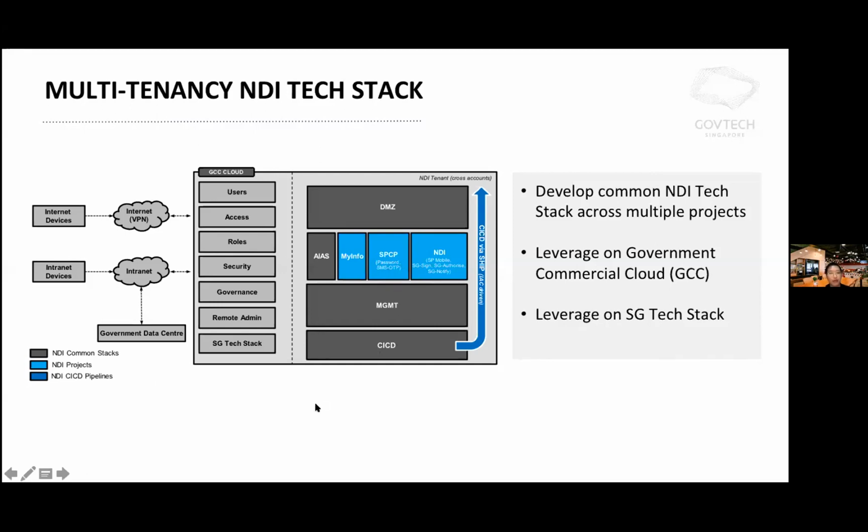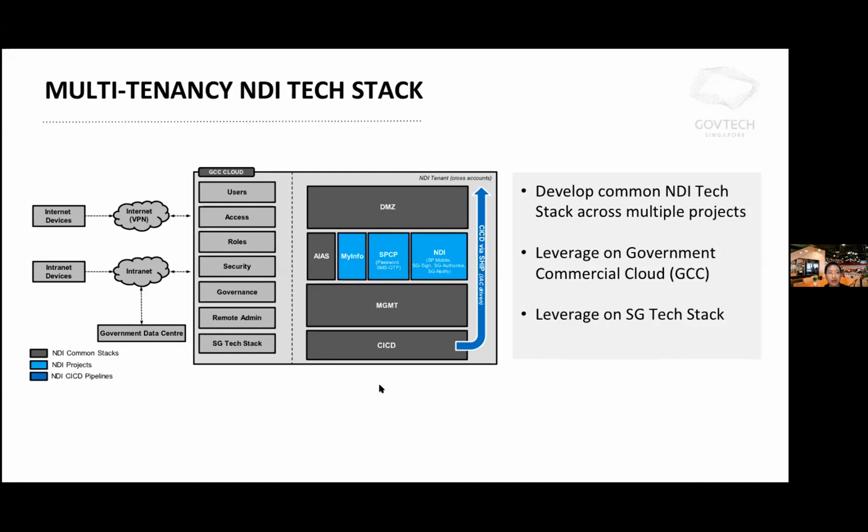This, of course, is the abstract view. There is more complexity than what is shown here. This helps to eliminate the need for app developers to build infra so that they can focus on actual application development work. Besides the DMZ and management zone, there are also the deployment pipeline and AIAS zone.